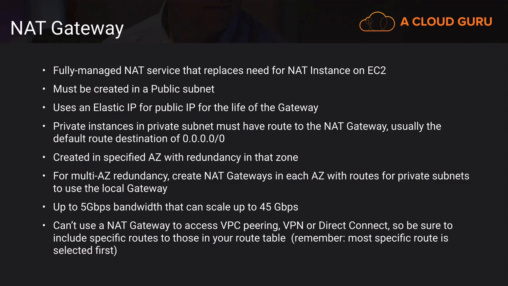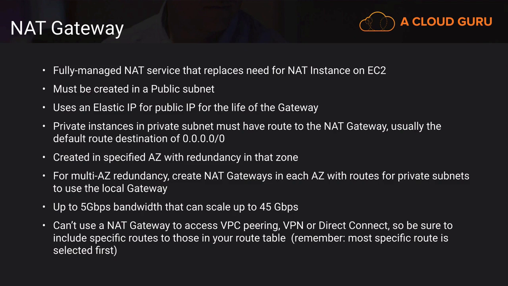We also have the NAT gateway. Now, this is a fully managed NAT service, and it really replaces the need for a NAT instance on EC2. It must be created in a public subnet, and it uses an Elastic IP for its public IP address. And just like a NAT instance, you have to set up a default route to that NAT gateway. It's created in a specific AZ and it has redundancy within that zone. Now, if you want multi-AZ redundancy, you can create NAT gateways in each AZ and create localized routes for the private subnets in those respective AZs to go to their own AZ version.